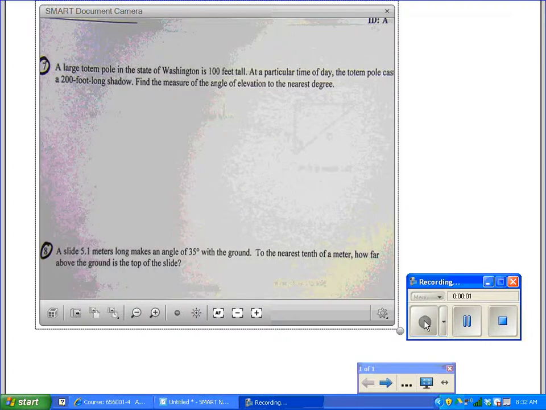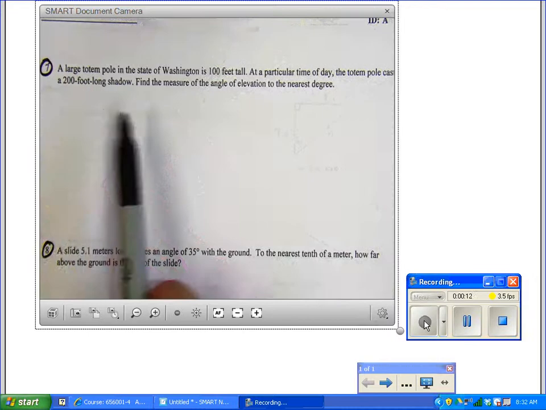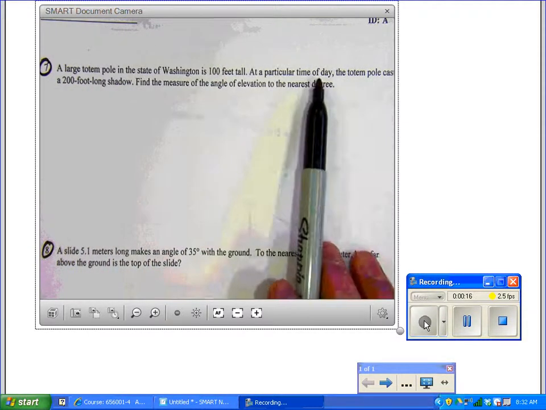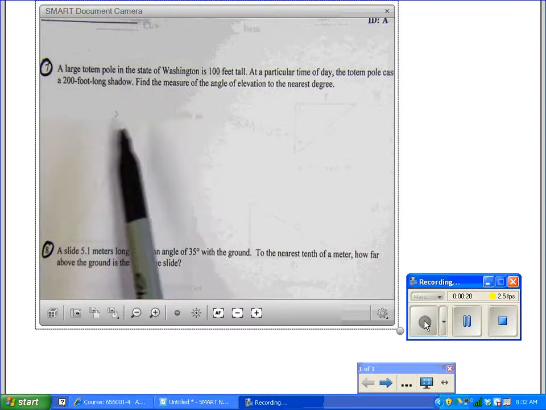All right, so from test 5.4 and 5.5 here, we're going to look at the two word problems using our right triangle trig, numbers 7 and 8. Number 7 said you had a large totem pole in the state of Washington that is 100 feet tall. At a particular time of day, the totem pole cast a 200-foot long shadow.